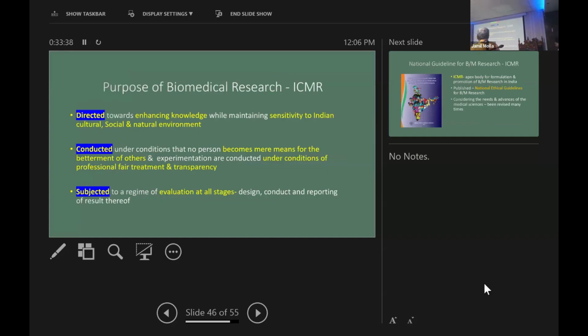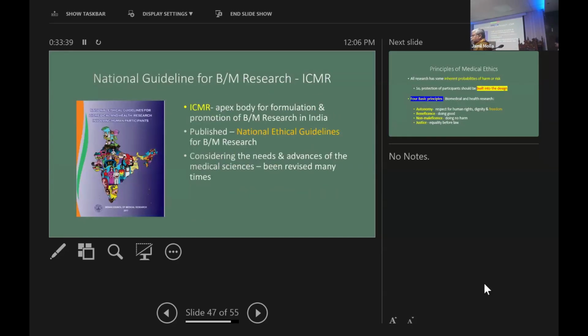Now, in India, regarding these ethical issues, to set the guideline for biomedical research principles, ICMR, the national body, has come out with national guidelines for biomedical research. This book is available in the public domain, and everyone should visit it, and you will have a basic idea about what all things you need to do and how this research is conducted. It has been revised many times, so you can always visit the website.